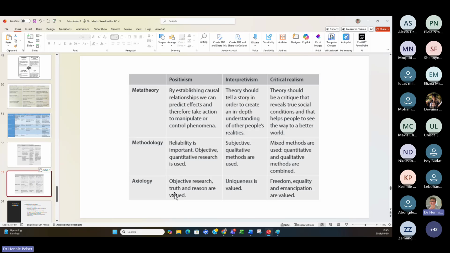Here it is about objective research versus uniqueness being valued.